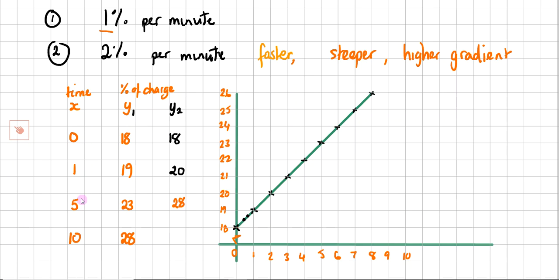So there's been 5 minutes and it's every 2. So 38. This one should be 38. Okay, so if I plot those points, this time it's going to start still at 18, but this time every 1 minute is going to go up 2.